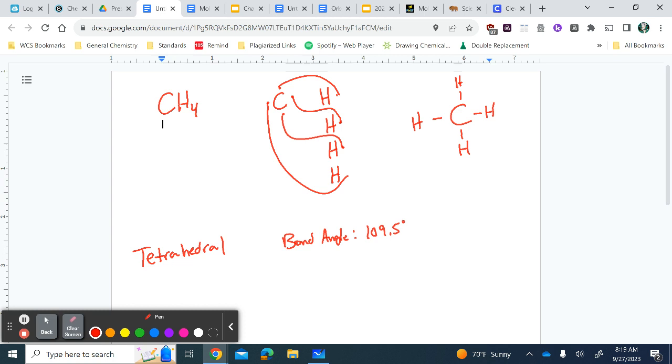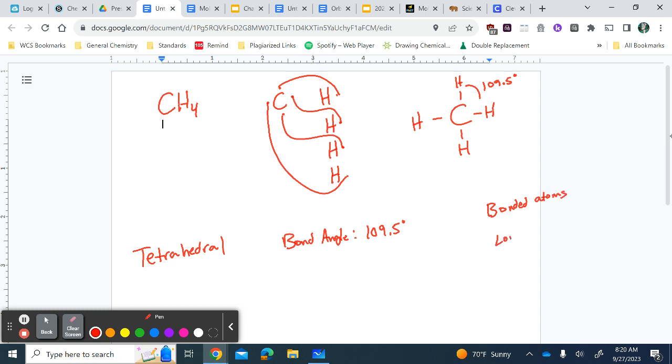You would think it's a circle and you break it into 4, which would be 90 degrees. However, remember, this is a 3-dimensional shape. These aren't 2-dimensional. So in a 3-dimensional sphere, when we add 4 points to it, they can be equidistant at 109.5 degrees. So in this case, our angle from one hydrogen to another is 109.5 degrees.